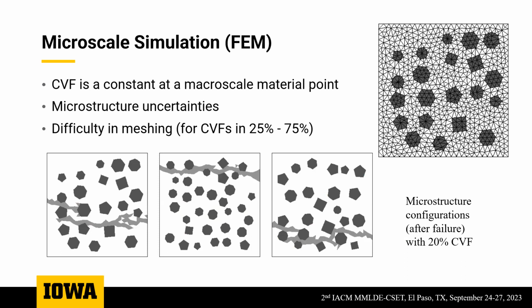Here it shows that at 20% ceramic volume fraction, the microstructure is different, the simulation configuration is different, and the results are different. Since we use the finite element method, after we generate the microscale configuration, we have to do the meshing. However, it is difficult to mesh for a ceramic volume fraction close to 50%. Therefore, in our simulation, we only do the simulation for ceramic volume fraction from 0 to 25%, and then from 75% to 100%.